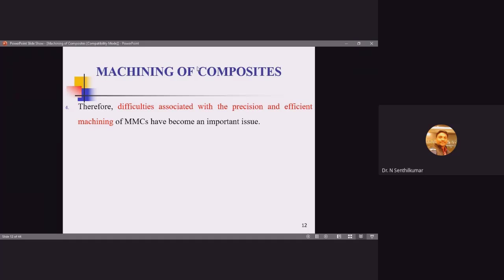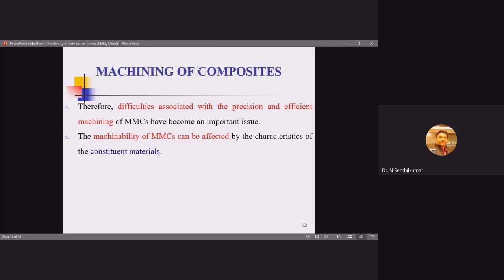So the problem that arises is the difficulties associated with efficient machining. What is efficient machining? Easy removal of material from the workpieces. And precision. Precision means exact dimensions with a good surface finish at a lower time. So the problems are associated with precision and efficient machining.